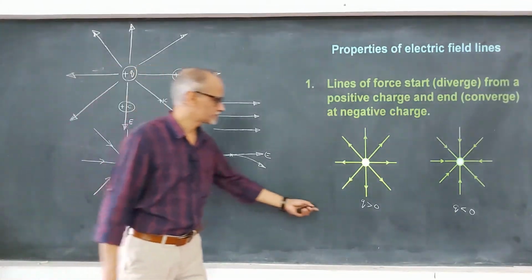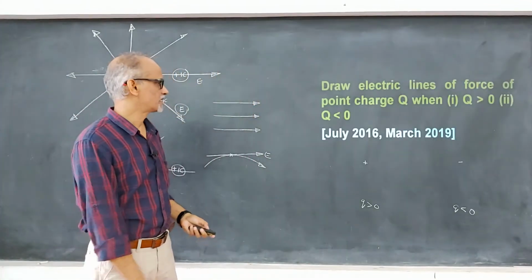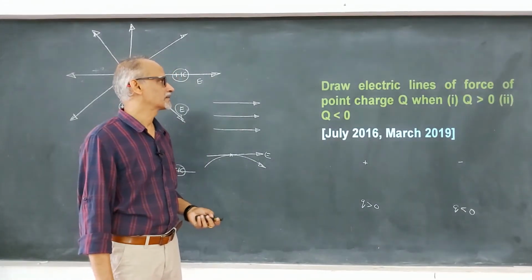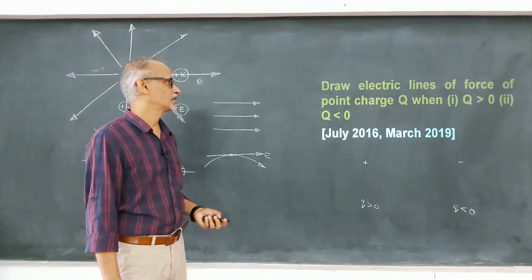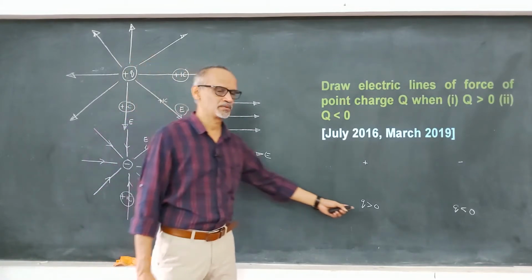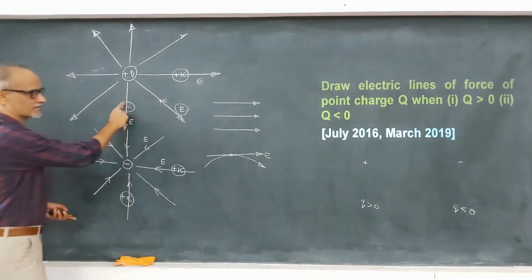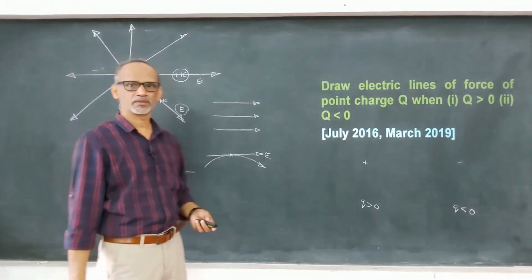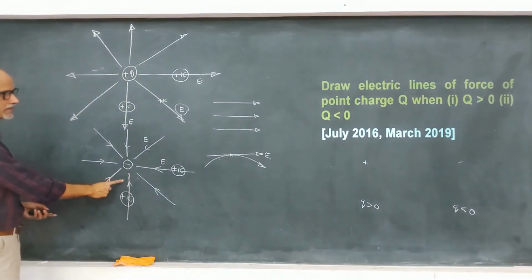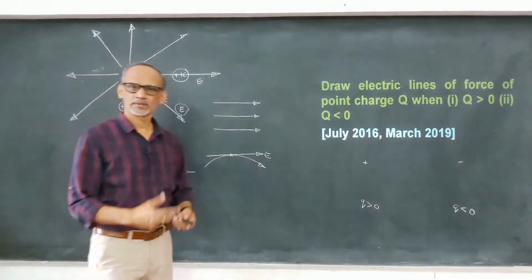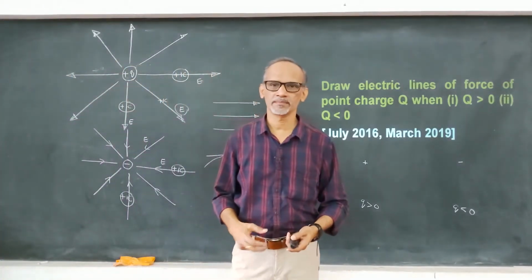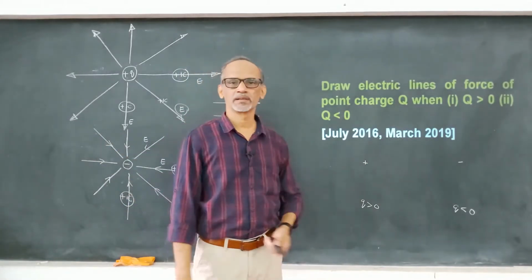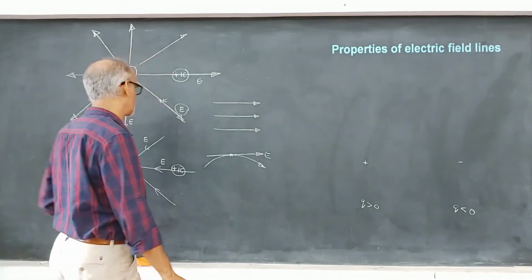And this is the diagram, and they have asked this particular diagram twice in the examination, that is, draw electric lines of force of the point charge Q when Q is greater than 0. Q greater than 0 means you have to draw this particular diagram. Next, when Q is lesser than 0, you need to draw this particular diagram. So only diagram, they have asked in the exam, you don't have to write any property as such. So these are the two diagrams for this particular question. So let's learn more properties.